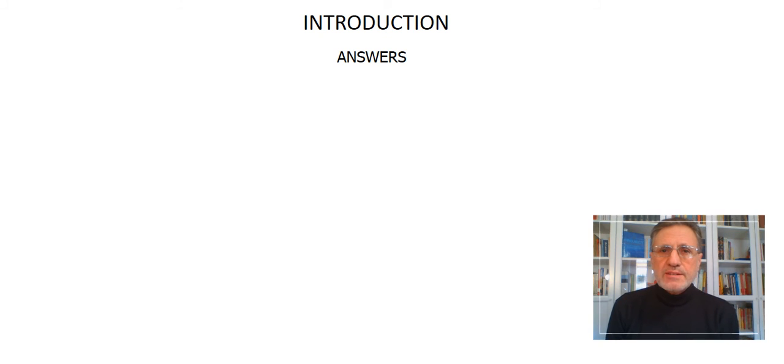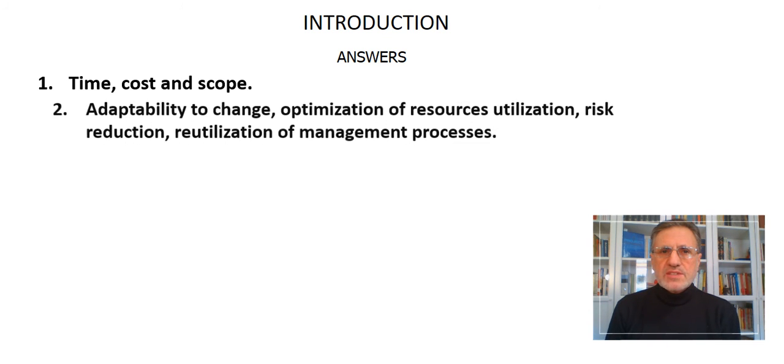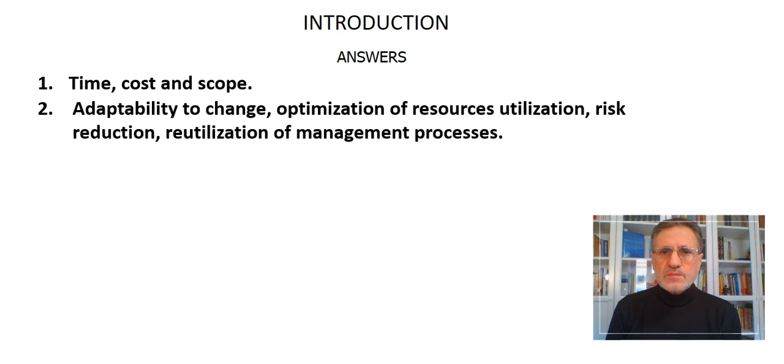Let us check together the answers. Question 1 was, what are the three basic constraints of a project? The answer is time, cost, and scope. Question 2 was, what are the advantages with respect to the classical management in adopting the project management methodologies? The answer is adaptability to change, optimization of resources utilization, risk reduction, reutilization of management processes.